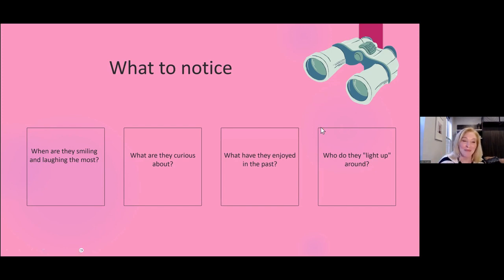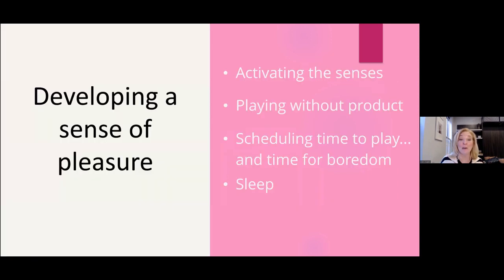So, but anyway, how do we get at pleasure? Because a lot of kids that have ADHD do not have a lot of pleasure in their lives. So what to notice? When are they smiling and laughing the most? What are they curious about? What have they enjoyed in the past? What do they seem to light up about?